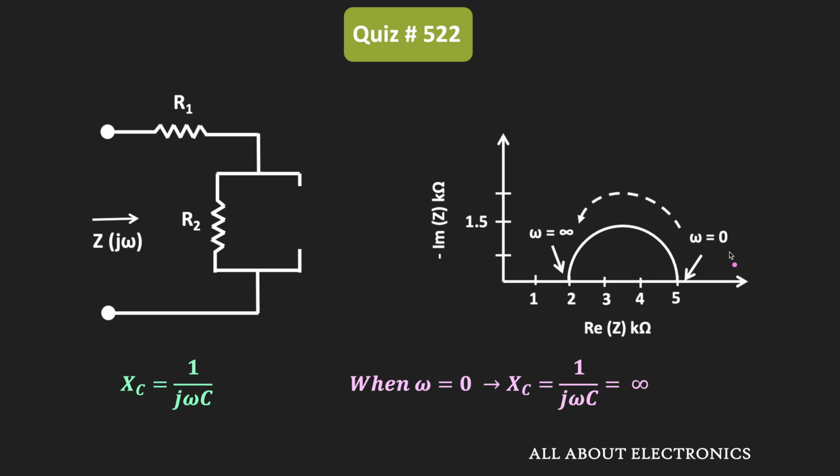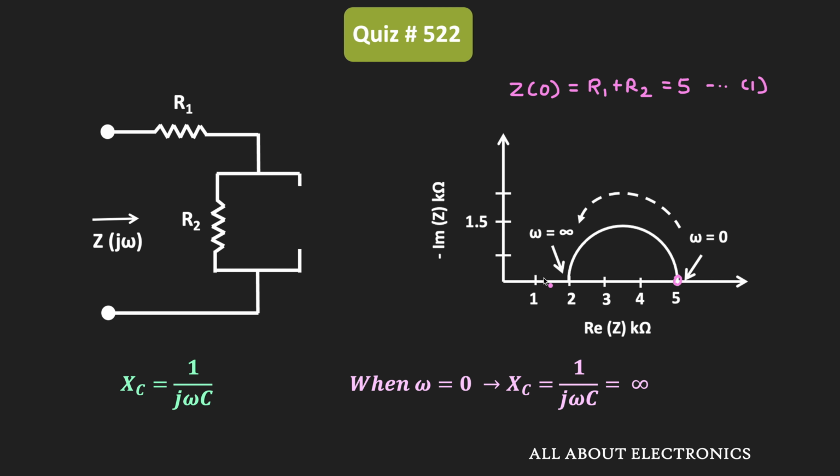And that is why at omega equal to 0, the value of the locus is equal to 5. So we can say that Z of 0 is equal to R1 plus R2, and from the given plot that is equal to 5. So in this way we got one equation.